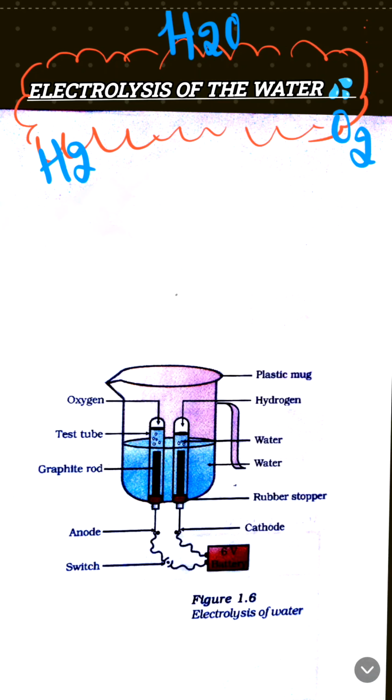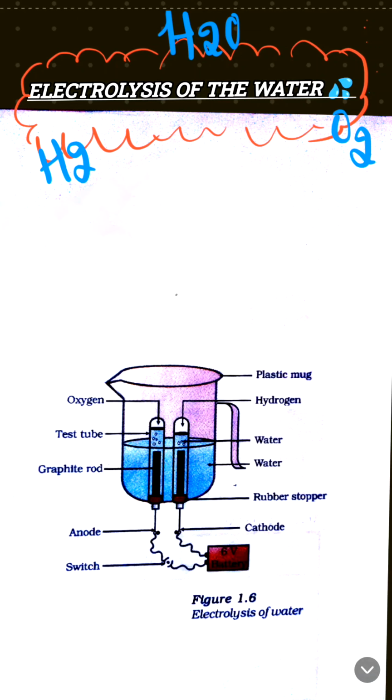Now let us understand the use of each and every apparatus. My dear students, here the graphite rod is mainly used to conduct the electric current. Why is the graphite rod used? Because we are passing the electric current into the water, so it has to conduct. The electric current should pass through the water to break the water. That is why the graphite rod is used. Now let us see the experiment.